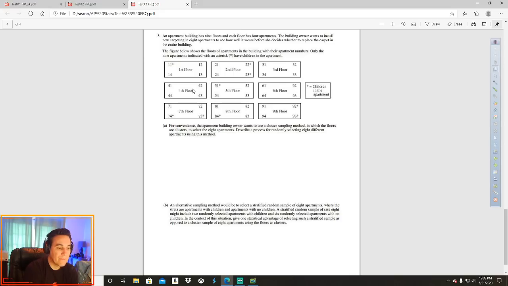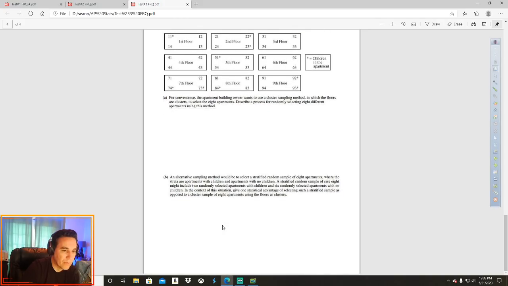So by stratifying into apartments with children and apartments without children, and then picking however many you want, they were going to pick 2 from with children, 6 from without children. You're guaranteeing that children are in your sample. So the carpet is getting tested. Why would that be important?